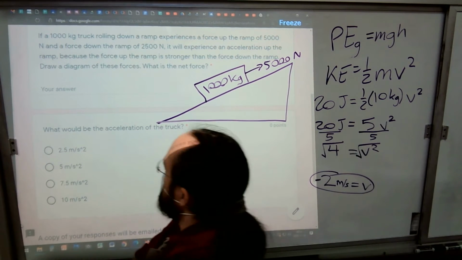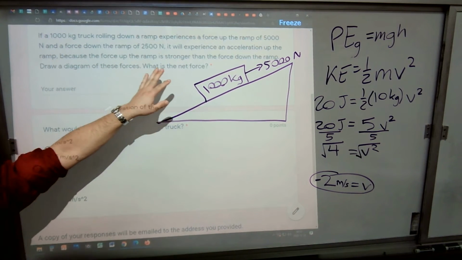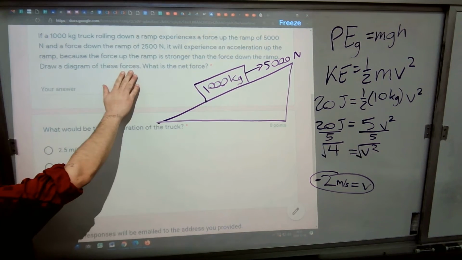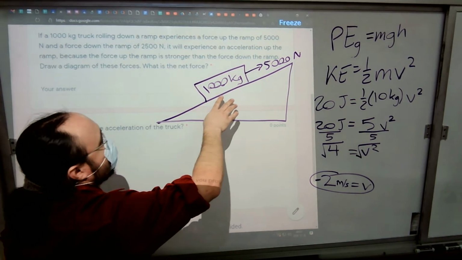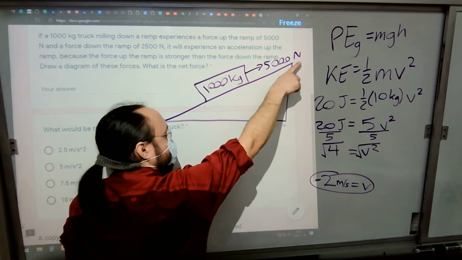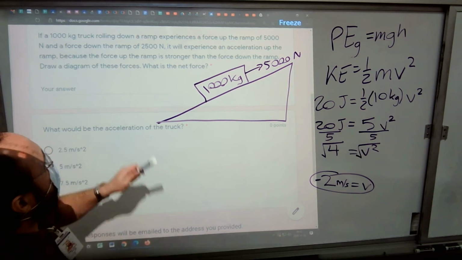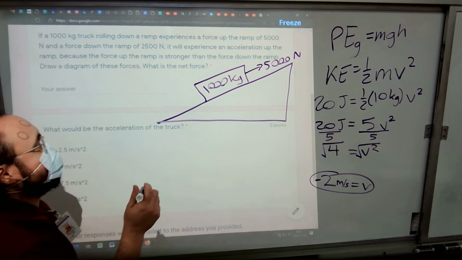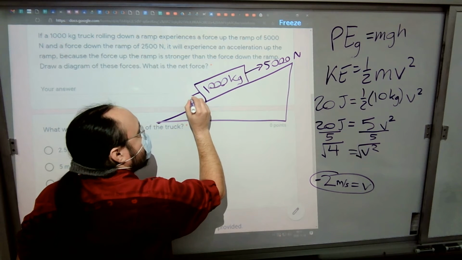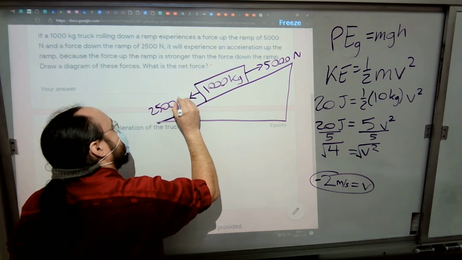All right. So in the warm-up, I've got my 1,000 kilogram truck on my ramp. It told me to draw a diagram that's going to help you figure it out. So I drew my diagram, and then it says it experiences a force up the ramp of 5,000 newtons, and I'll put that going up the ramp. And then the force down the ramp, 2,500 newtons. So this arrow is about that much, so 2,500 is half that long.